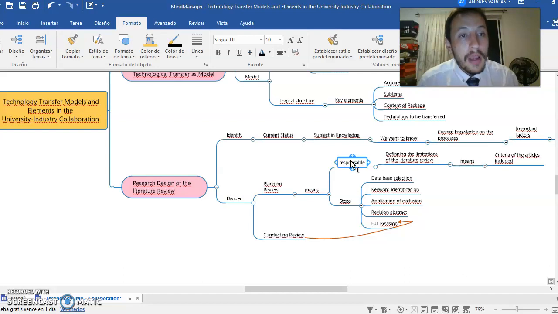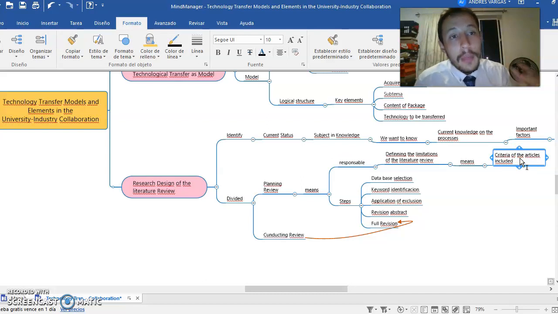Right? Of defining different limitations of that knowledge, of that literature that we are sharing. So that means the criteria of the article included. It has to be included in the article, it has to be included in the criteria of the article. What is the meaning? Why am I providing that? What is the reason for that?